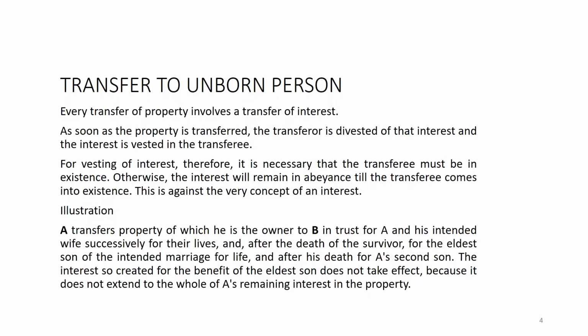Then to the eldest, and this property is in trust, that is the problem. So this property which is in the trust is going to be held for whole life by the wife, by his younger son, and ultimately it will go to the eldest son in trust. So the whole rights relating to that property are not going to the eldest son. So it has been said that because it does not extend to the whole of the remaining interest in the property, it is not a proper transfer. So this will not be a valid transfer.